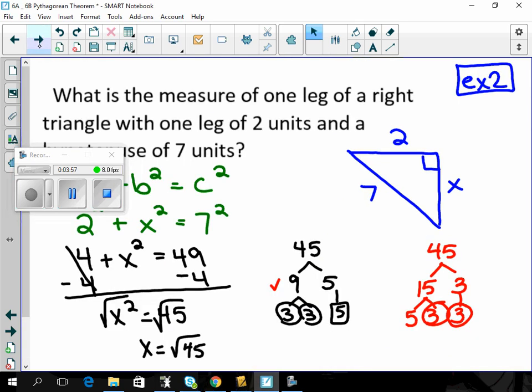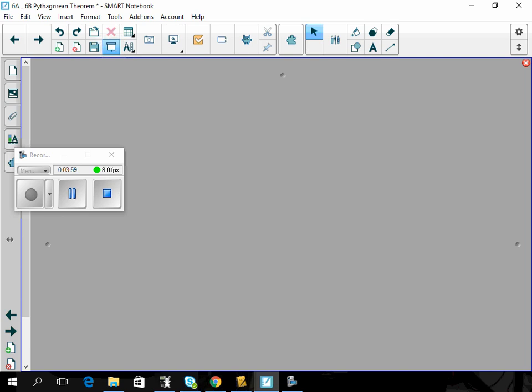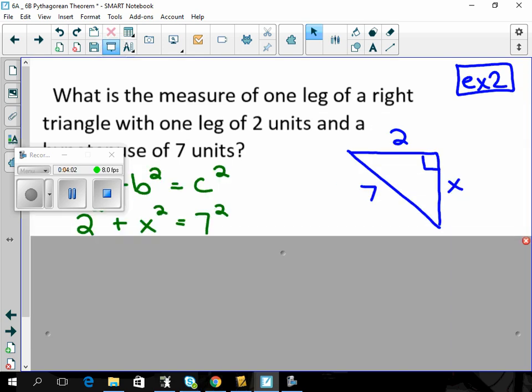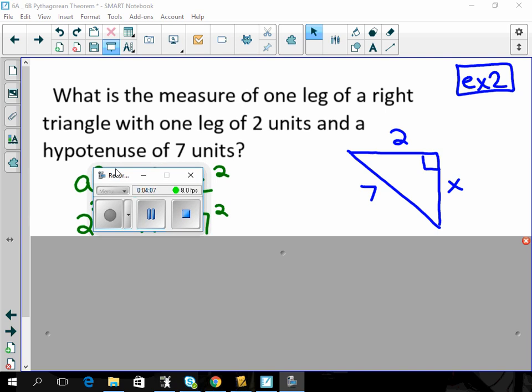Let's try another example. Let's try example 2. So I would like for you to put this picture in example 2 into your notes. This picture here that I have on the right-hand side of the screen. What is the measure of one leg of a right triangle with one leg of 2 units and a hypotenuse of 7 units? Notice the hypotenuse is the longest side. It's the side that's across from the right angle. So that's why I've labeled it 7. The other 2 sides are 2 and x.